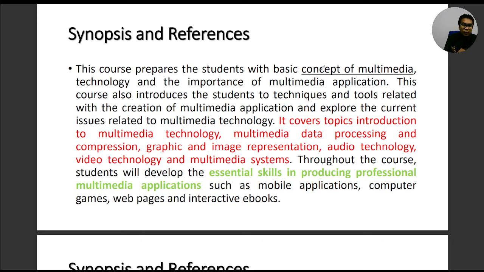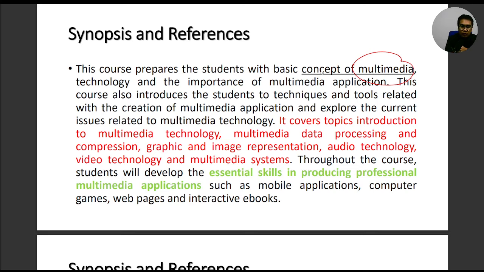So what is multimedia? We will discuss that in chapters 1 and 2. Okay, so as far as multimedia is concerned, basically we will talk about 5 elements: obviously text, image, audio, video, and animation. Those 5 elements will have a detailed discussion from chapter 1 until chapter 6.